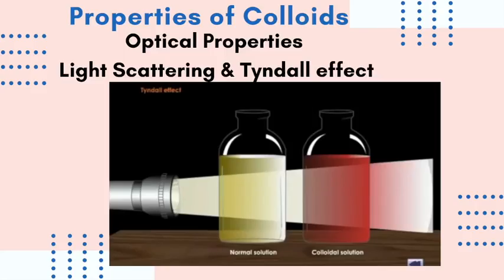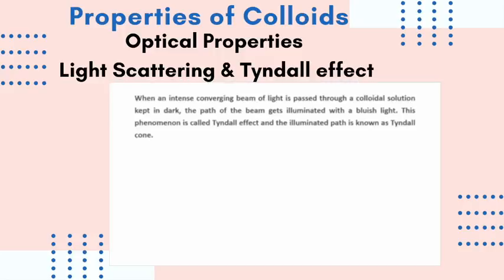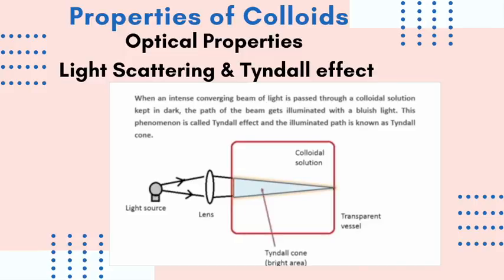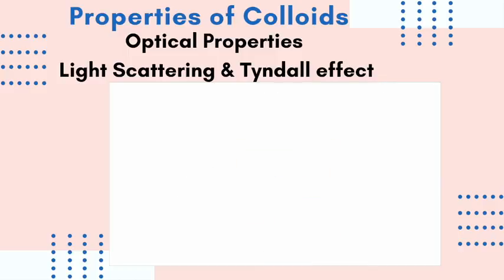Now we will go into the properties of colloid. There are 5 properties. We will go into the first one, which is optical properties: light scattering and Tyndall effect. When an intense converging beam of light is passed through a colloidal solution kept in the dark, the path of the beam gets illuminated with a bluish light. This phenomenon is called Tyndall effect, and the illuminated path is known as Tyndall cone.